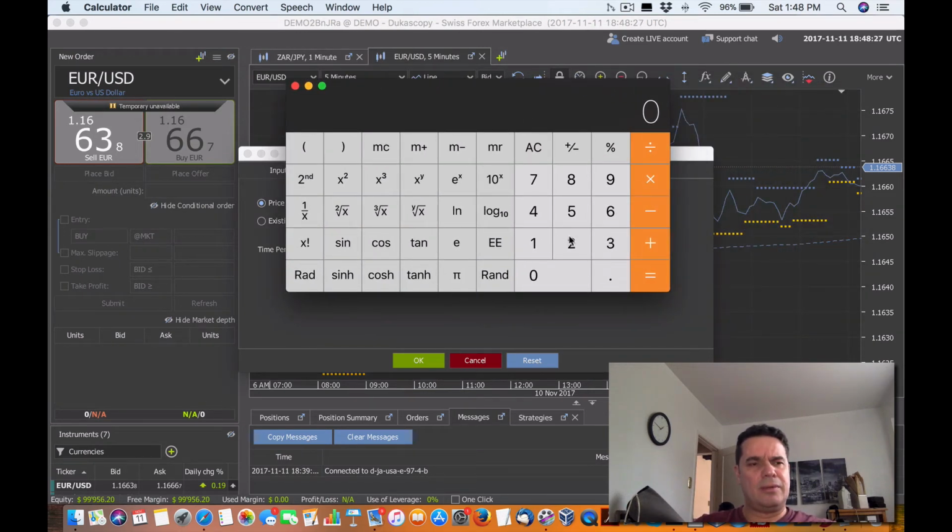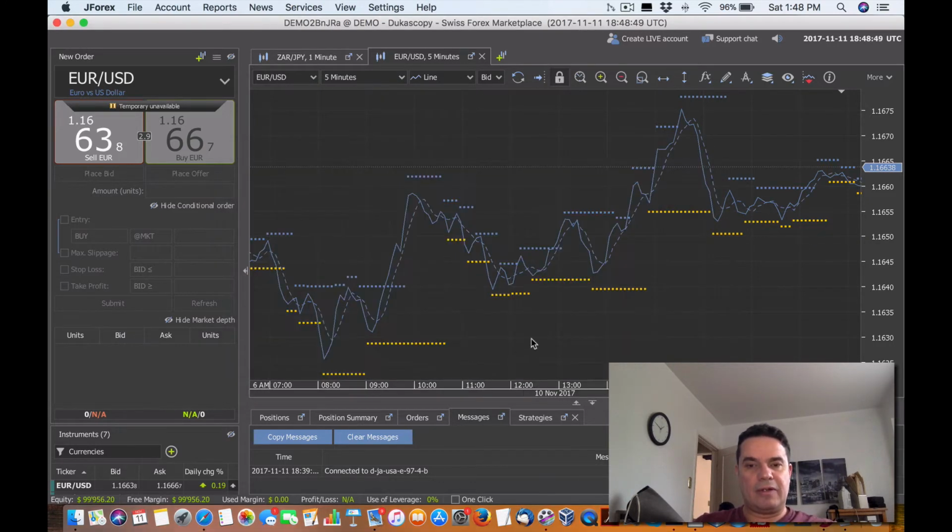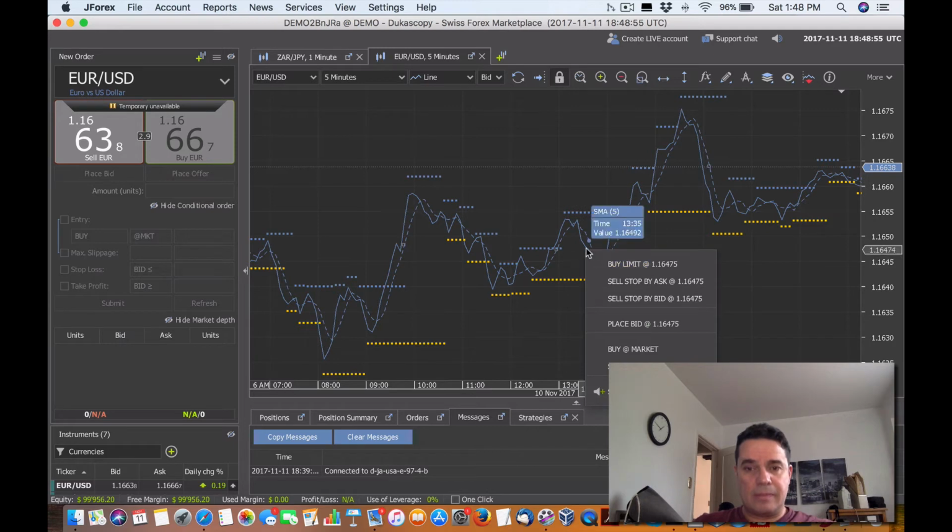5 days a week, or 6 days a week, from Sunday morning till Friday night. So if I go 24 hours divided by 5 for 5-minute data, maybe my time period parameter should be set to 5 instead of 200. So let's see what happens if I set this to 5 minutes, or to simply 5. So you can see here, and then I need to change that color as well.